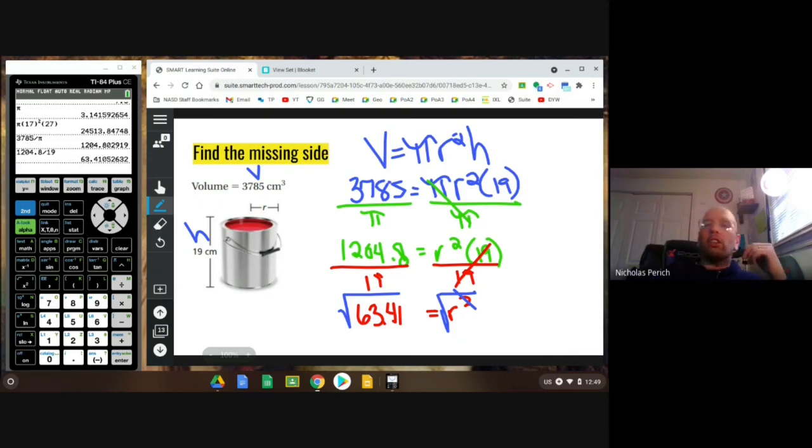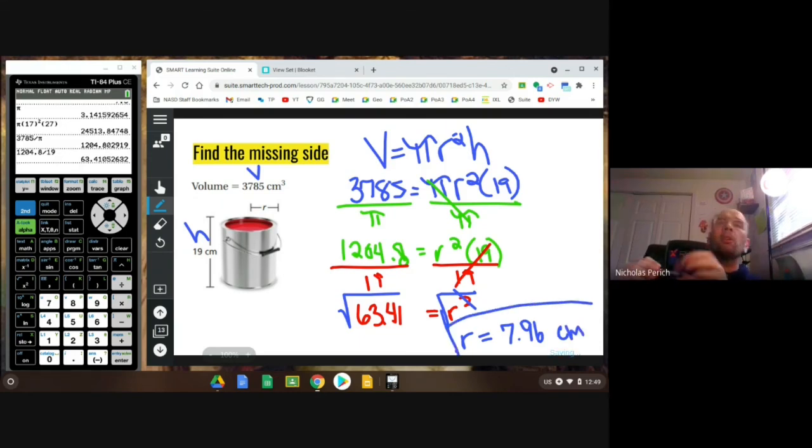The square root of 63.41 is 7.96304. And that's what, centimeters? Now, the radius is not going to be centimeters cubed. It's going to be just centimeters because radius is just a length, not a volume.